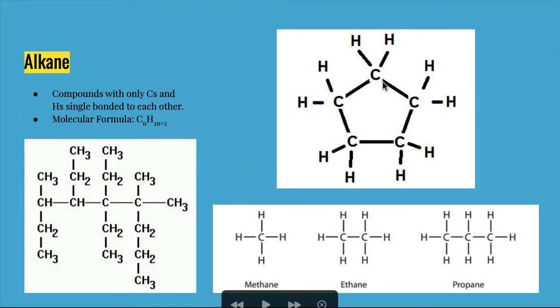So I have a couple of examples. As I said, this is a cyclical alkane, so it's a pentane, and here's a couple of just chain alkanes. So there's methane, ethane, and propane. And here's an example of a branched alkane. You can count up the carbons and hydrogens in any of these four examples, and you can see that they follow this CnH2n+2 formula.